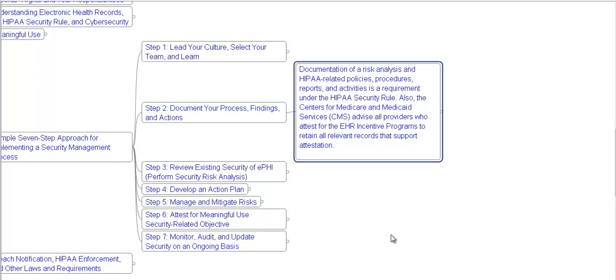Documentation of risk analysis, HIPAA-related policies, procedures, reports, and activities is required under the HIPAA Security Rule. Also, the Centers for Medicare and Medicaid Services (CMS) advise all providers who attest for the EHR incentive program to retain all relevant records that support attestation.